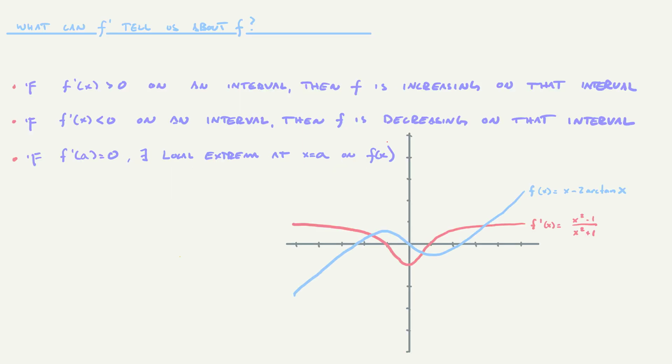Now in these graphs, in case you're curious, f of x, the base function, is x minus 2 times arctan of x, and f prime of x is equal to x squared minus 1 divided by x squared plus 1. We would call f the antiderivative of f prime. We know that f prime is the derivative of f, but to go a step backwards, to come up with the function whose derivative we have, that would be finding the antiderivative.